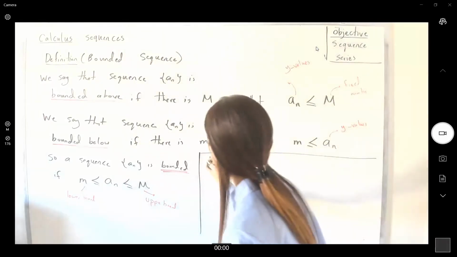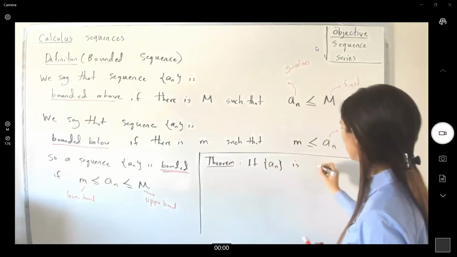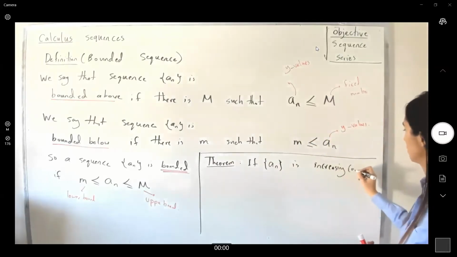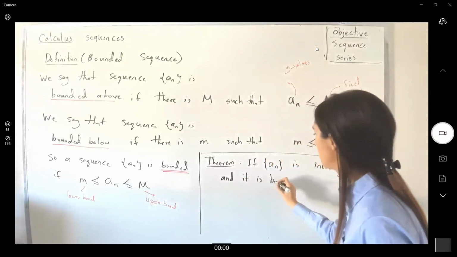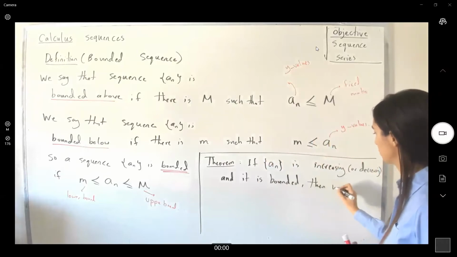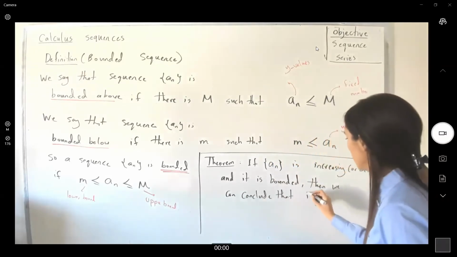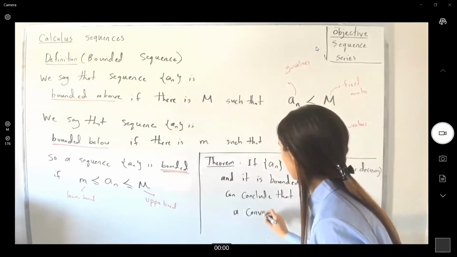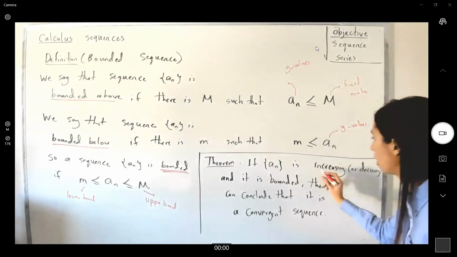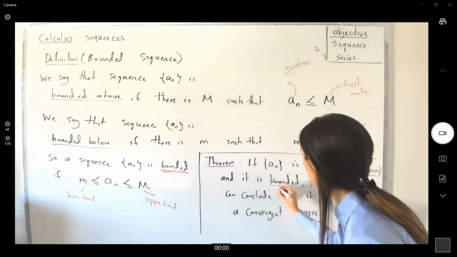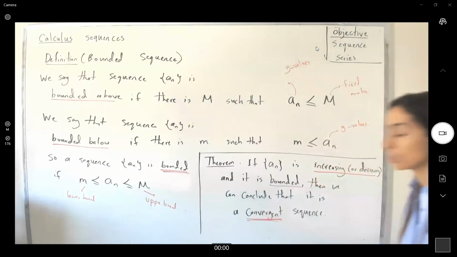Finally, our theorem says if a sub n is increasing or decreasing, and it is bounded, then we can conclude that it is a convergent sequence. Either increasing or decreasing, if it's monotone and it's bounded between a lower bound and an upper bound, for sure you can say that, hey, I have a convergent sequence.